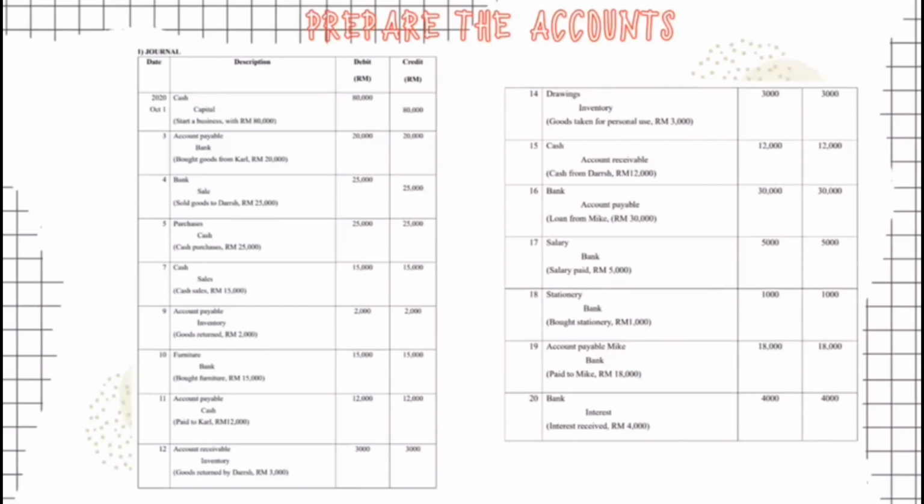19 October 2020, account payable is 18,000 ringgit in debit and bank is 18,000 ringgit in credit. 30 October 2020, bank is 4,000 ringgit in debit and interest 4,000 ringgit in credit.